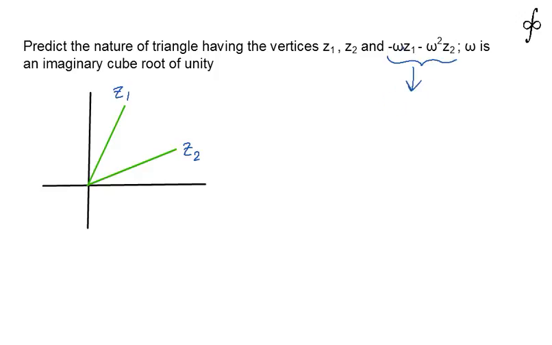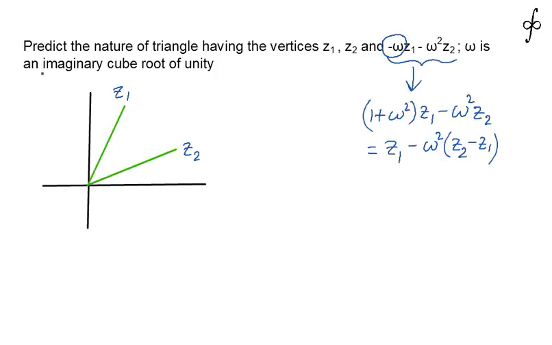We can write the minus omega part as 1 plus omega square, because we know 1 plus omega plus omega square is 0. So the third vertex will come out to be z1 minus omega square into z2 minus z1. In this way we can write down the third vertex of the triangle. Now I think the analysis part is going to be much easier.